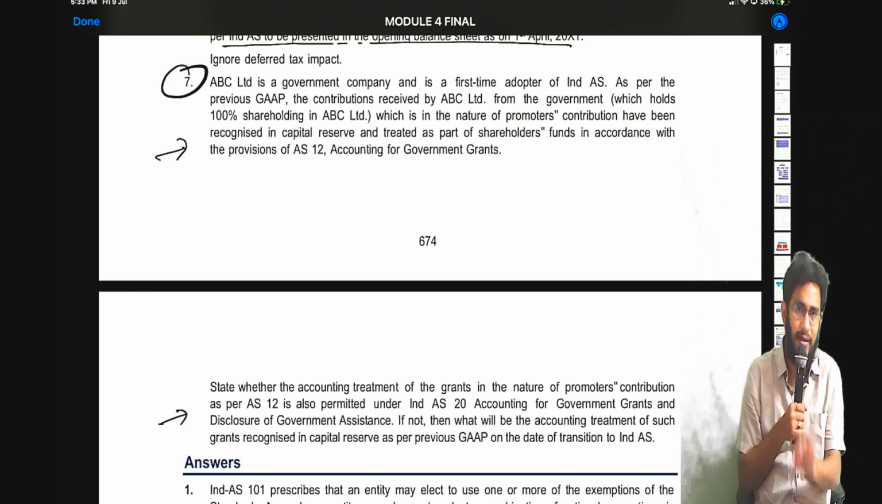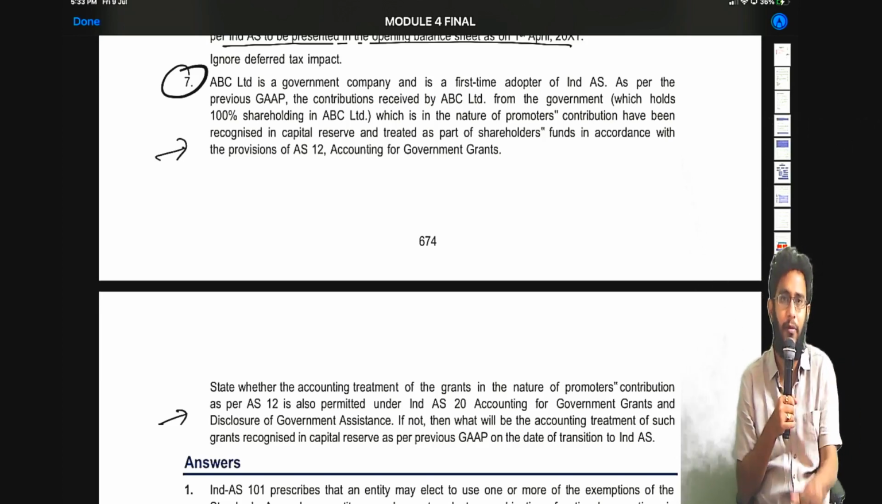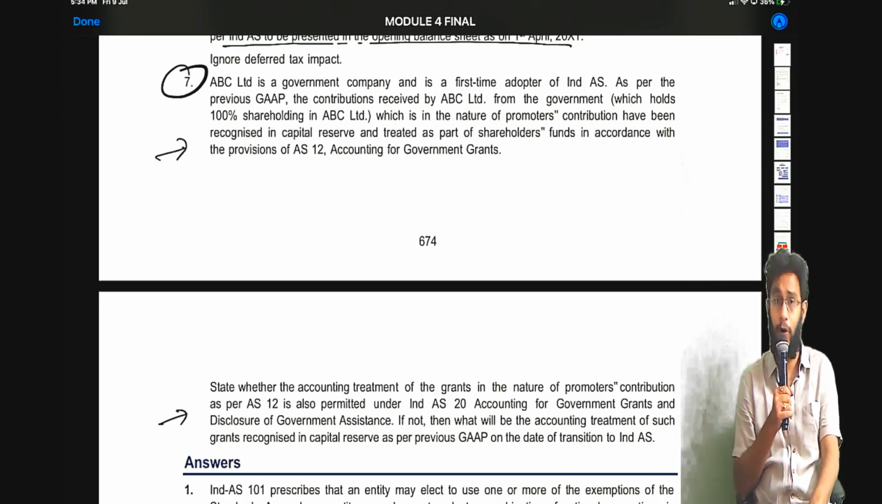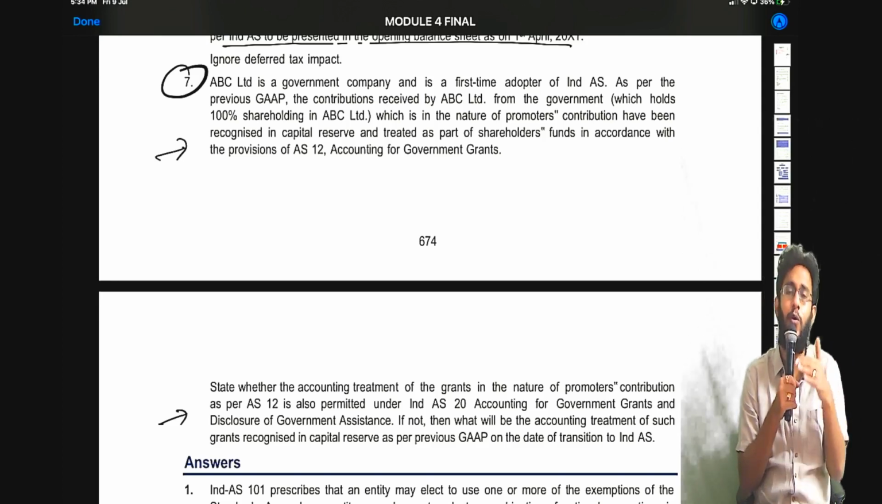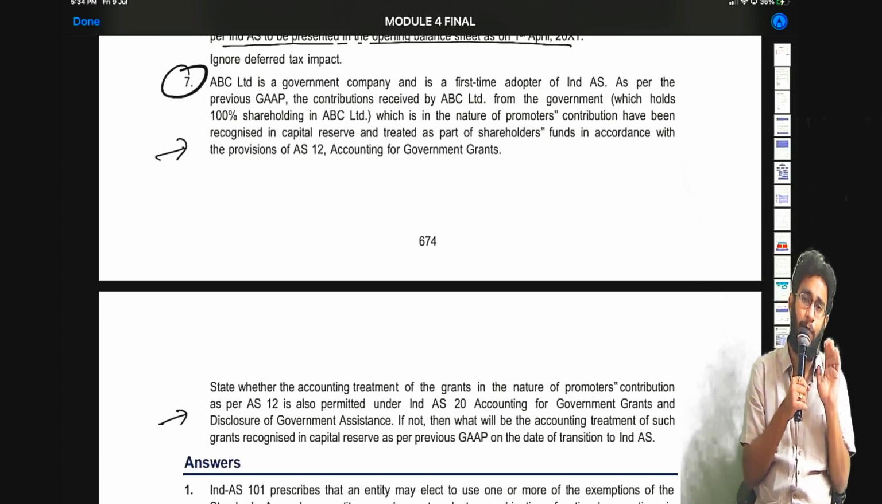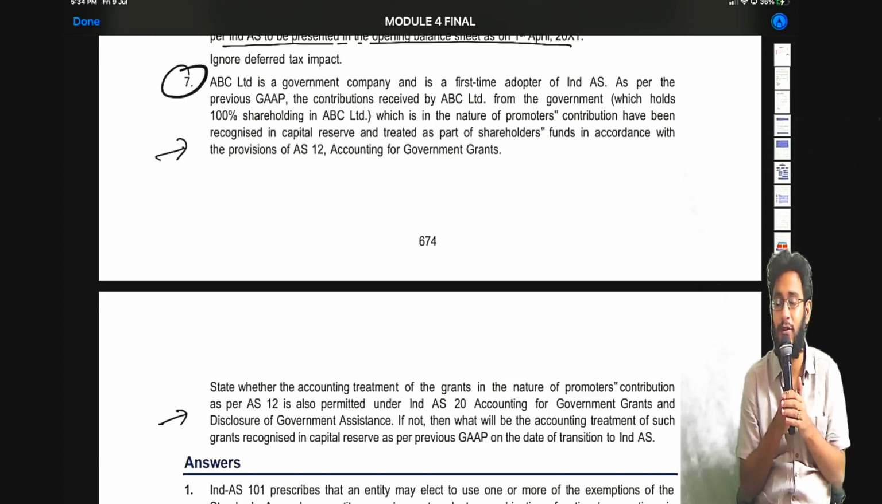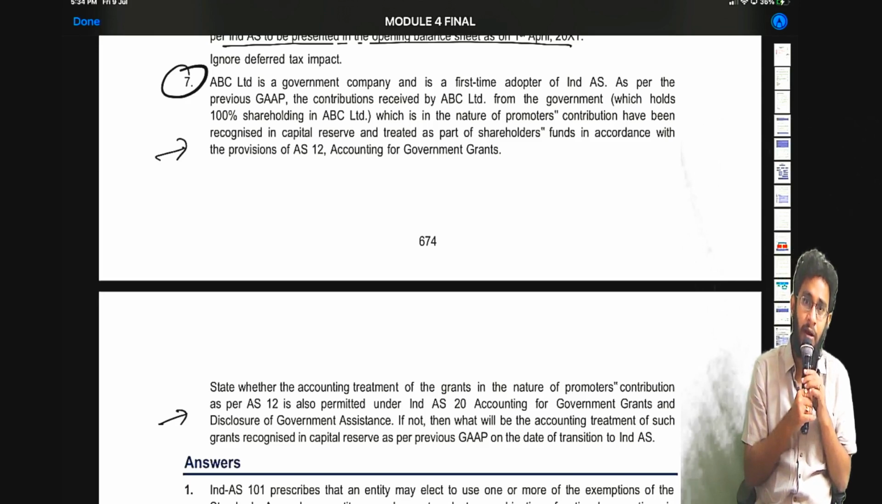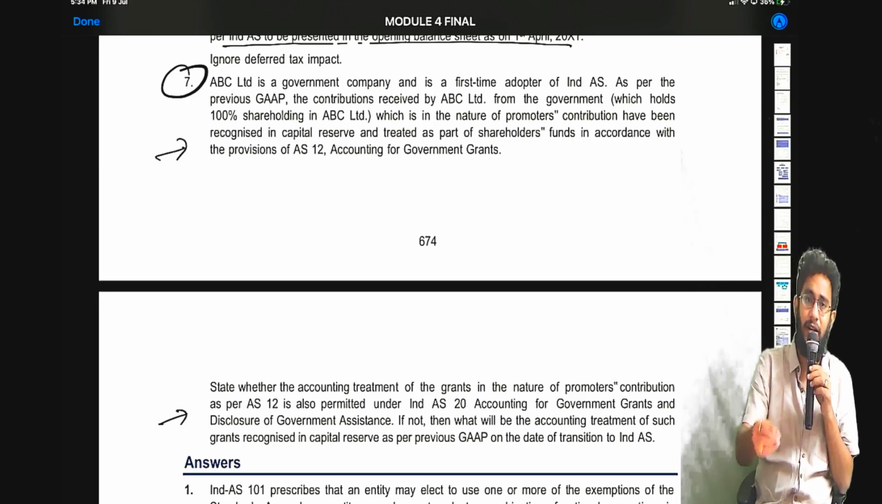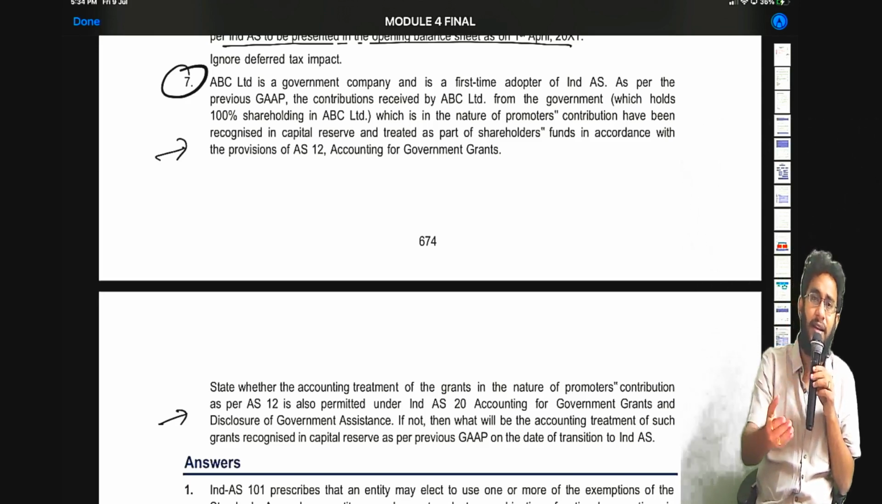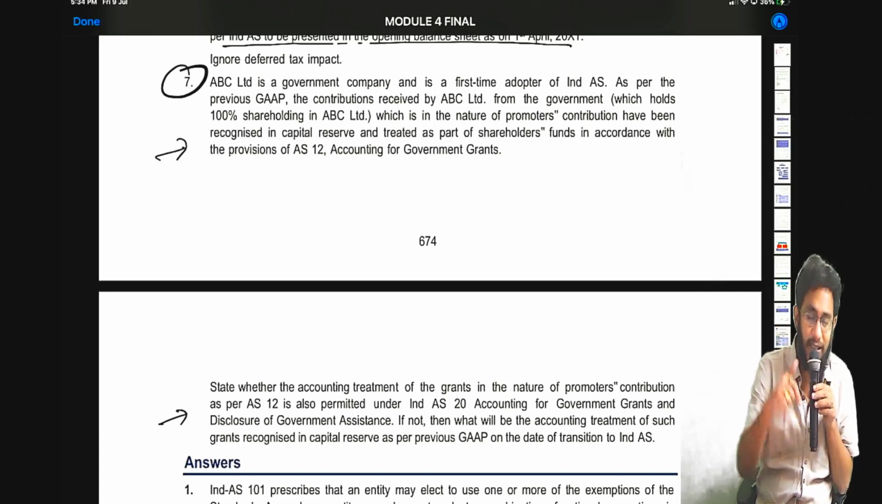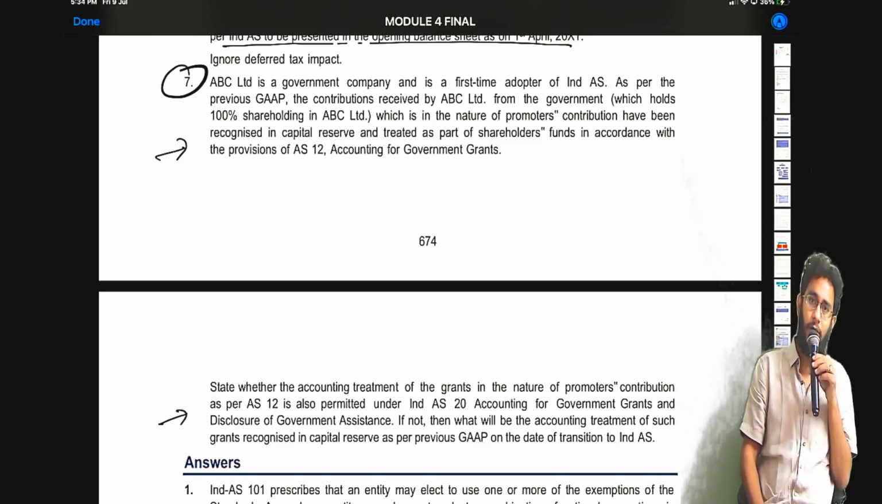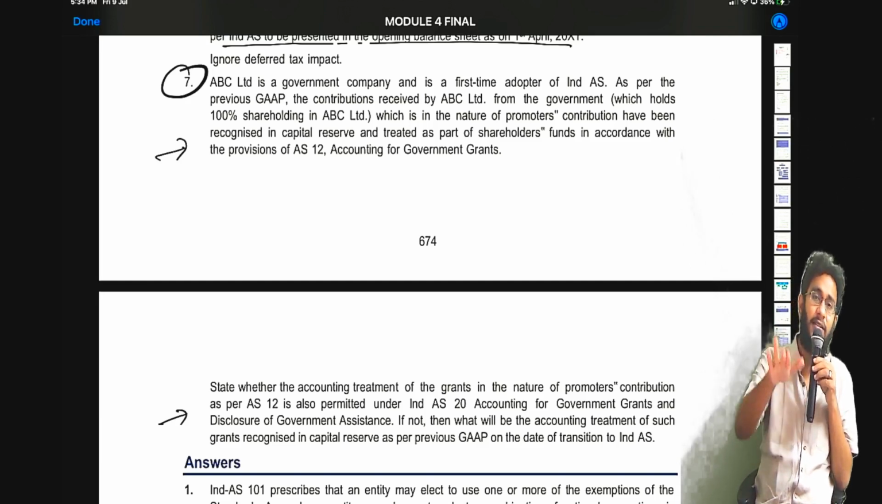So if this is a government grant in the nature of promoter contribution, then definitely you have to remove it from capital reserve and show it under the heading of deferred income. Because in Ind AS, as we discussed in the previous session: recognize assets and liabilities as per Ind AS, point number 1. De-recognize items which are not assets and liabilities. Remeasure, reclassify. This is reclassify, it will come. Okay, all this applies if that is a government grant.